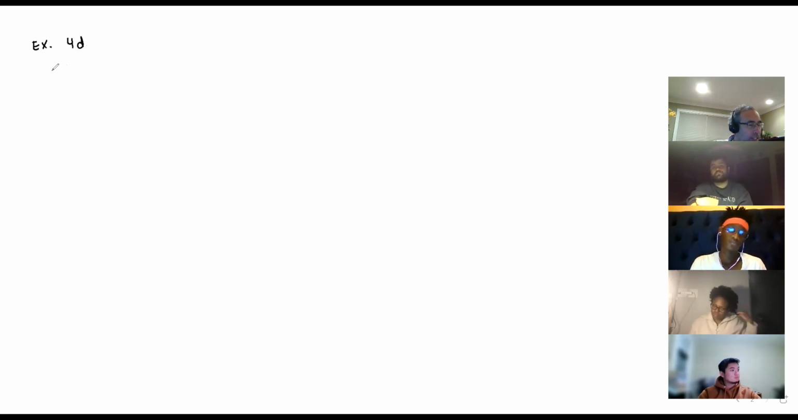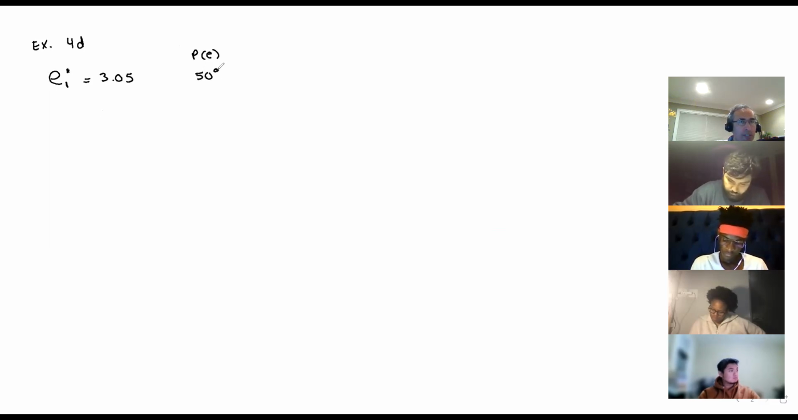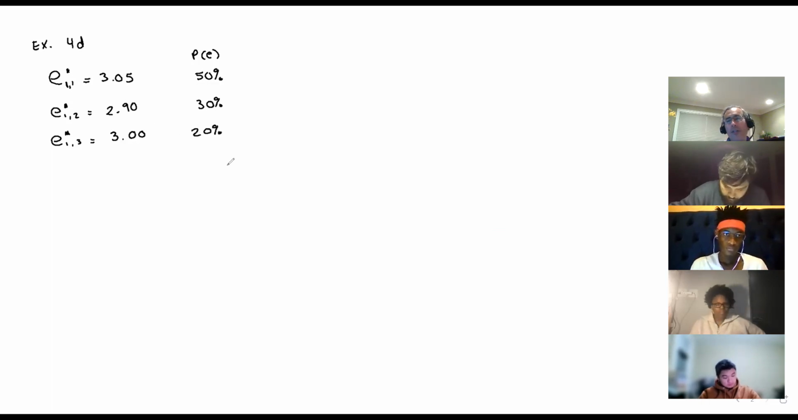Then we have here, we say that the expected exchange rate at time 1 can be 3.05 with a probability of 50%. The expected value at time 1, assumption 2, can be also 2.90 with probability 30%. Or in the future, the expected value, assumption 3, random value 3, equals 3 with probability 20%. Do you understand this data?